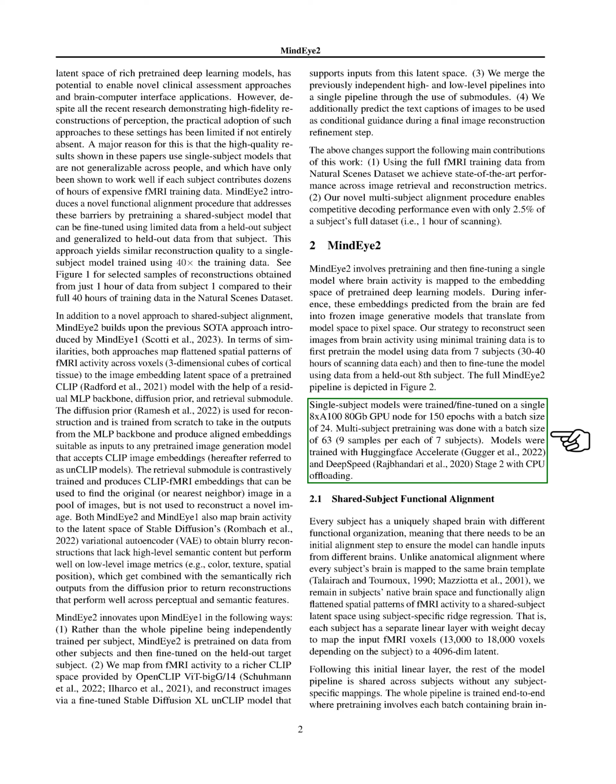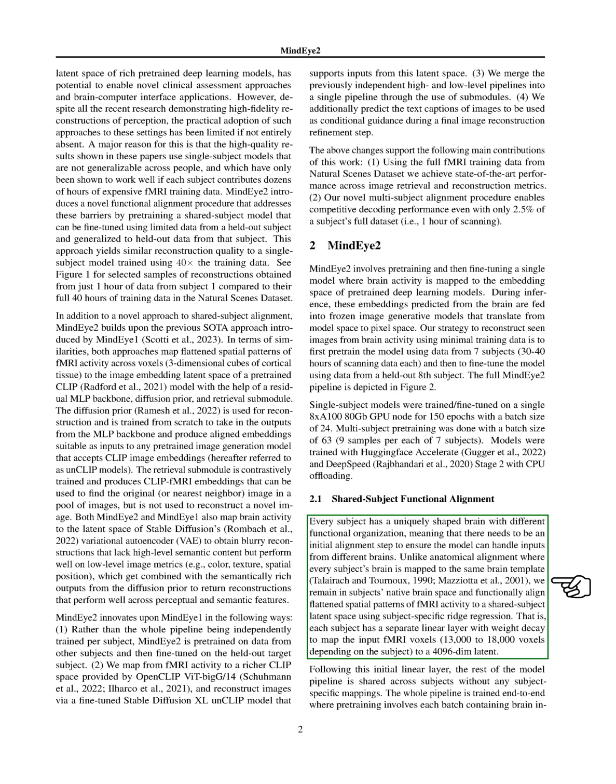Section: Shared Subject Functional Alignment. In this section, we discuss how we align the functional patterns of brain activity across different subjects. Each subject has a unique brain structure and functional organization, so we need to align these variations before processing the data. Unlike anatomical alignment, where each subject's brain is mapped to a standard template, we stay within each subject's original brain space. We align the flattened patterns of fMRI activity to a shared subject space using subject-specific ridge regression.